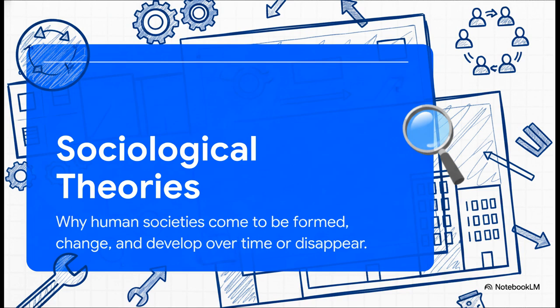To even begin to answer that, sociologists use these really powerful tools called theories. Now, don't think of them as these dusty, complicated ideas. It's much simpler than that. Think of them as different sets of blueprints for understanding how our society is built, how it evolves, and what on earth holds it all together.